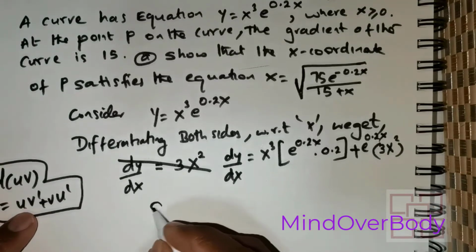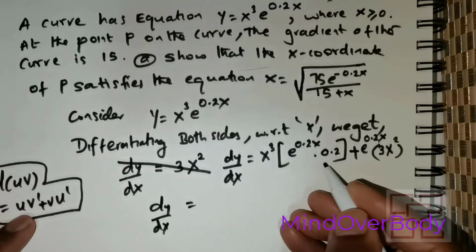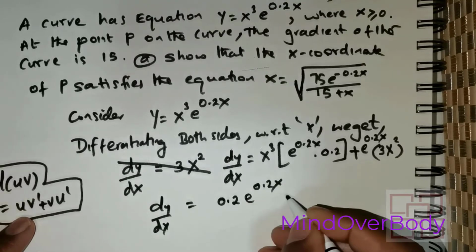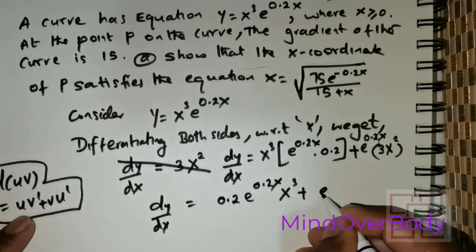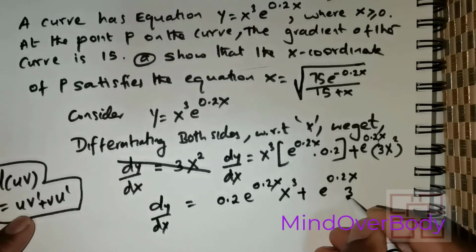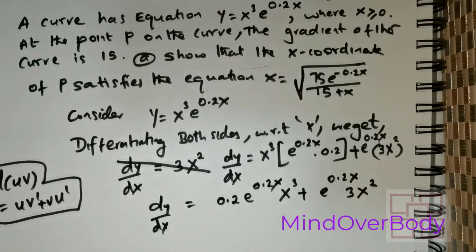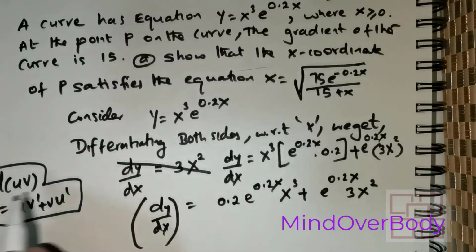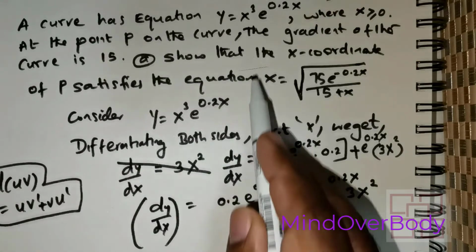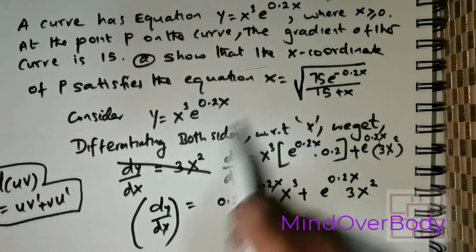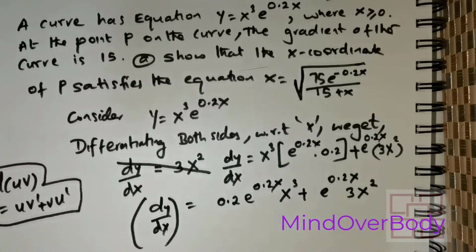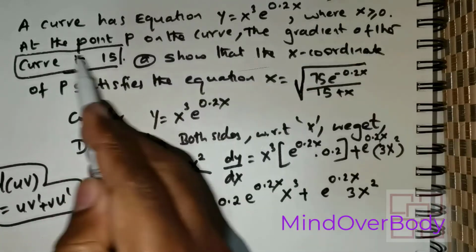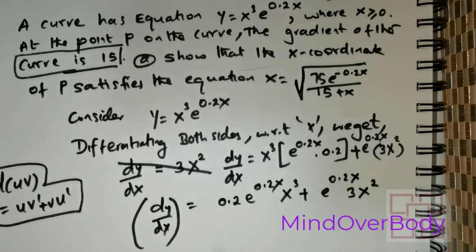Now I would rewrite this as dy over dx is equal to 0.2 times e raised to the power 0.2 times x times x cubed, positive e raised to the power 0.2 times x times 3x squared. So this is my dy over dx. Now we are asked to show that the x coordinate of P satisfies this. So I would first find the gradient for this particular curve. So how are we going to do that? Now if you see here, we are given that the gradient is actually 15. At the point P on the curve, the gradient of the curve is given to be 15. So we can use that quantity.